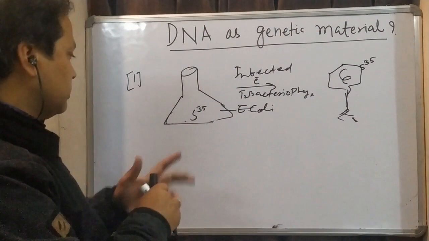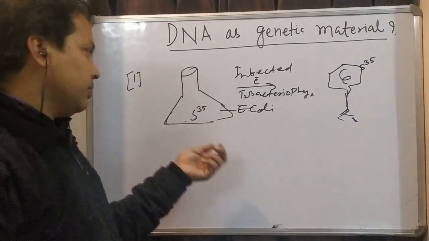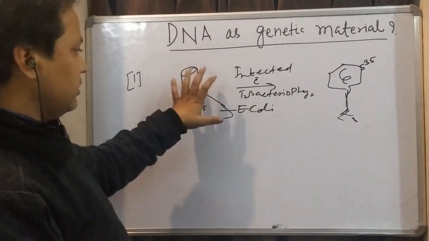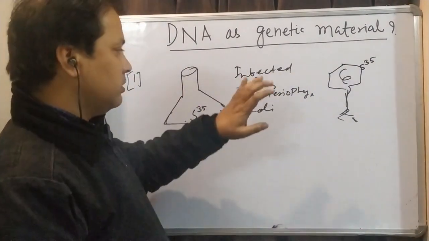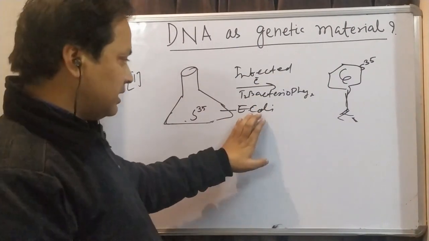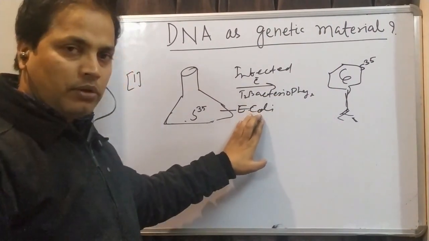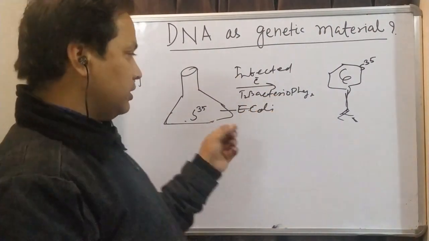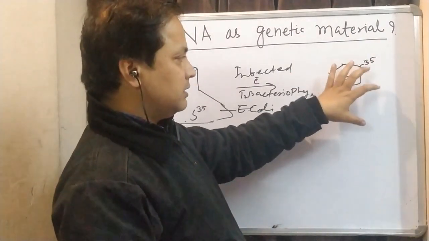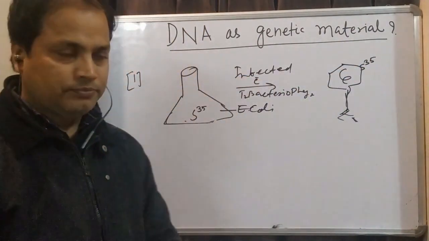Again, I am going to repeat it. They have taken a culture media where E. coli is growing, a culture media which contains sulfur 35, and then this is infected with T2 bacteriophage. So bacteriophage is going to infect this E. coli. After the replication, T2 will replicate in the E. coli, and bacteriophage will use this sulfur in their protein synthesis. So the newly synthesized T2 bacteriophage have sulfur 35 in their capsid.